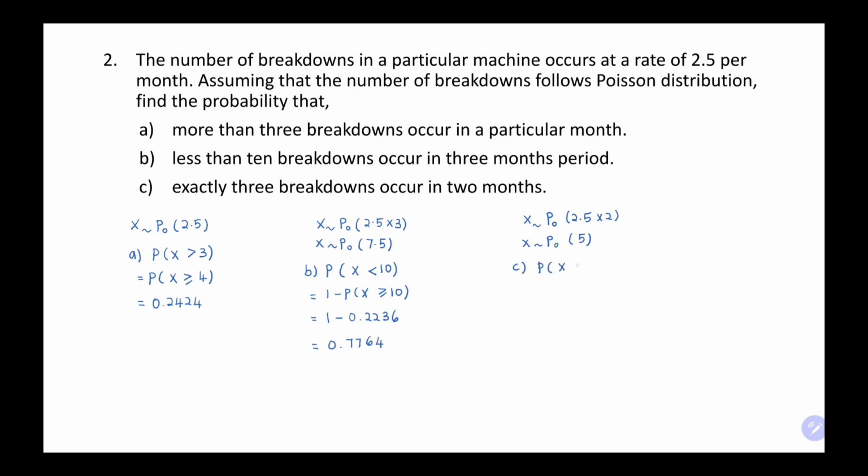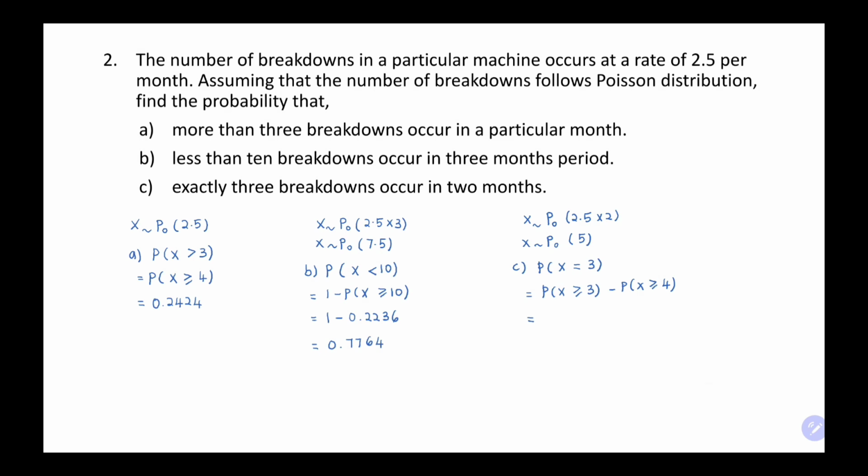Exactly means our symbol is equal. To find P(X equals 3), we take P(X greater than or equal to 3), we minus P(X greater than or equal to 4). We take 3 minus 4 and above, then we get 3 only.